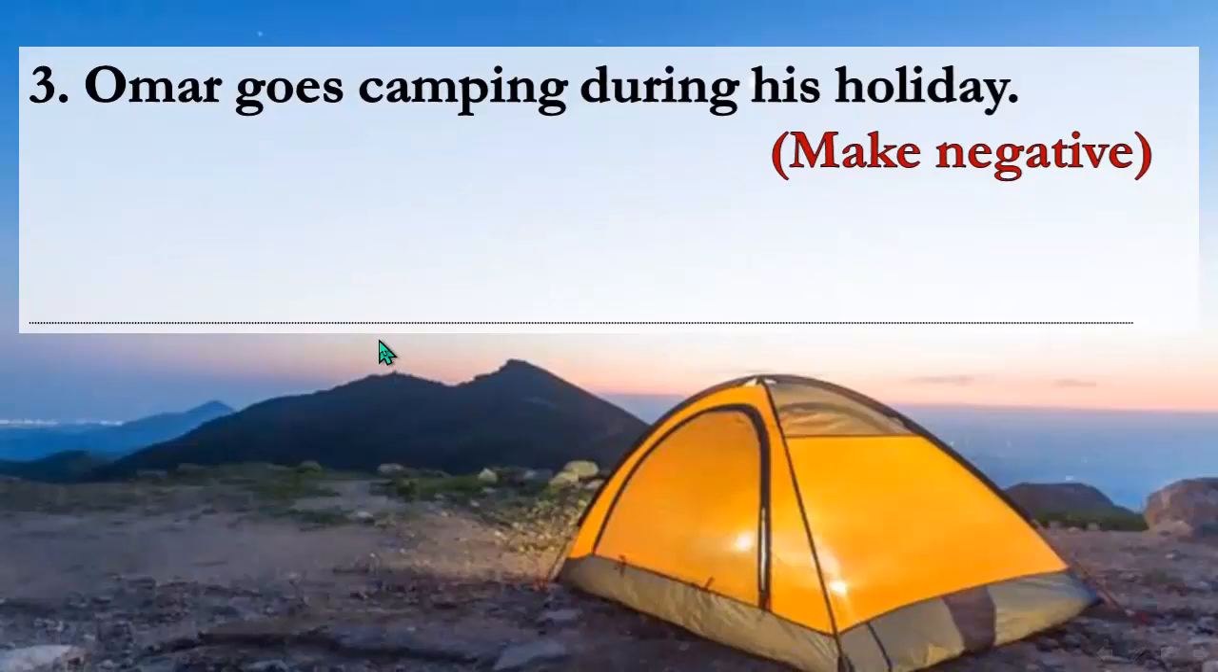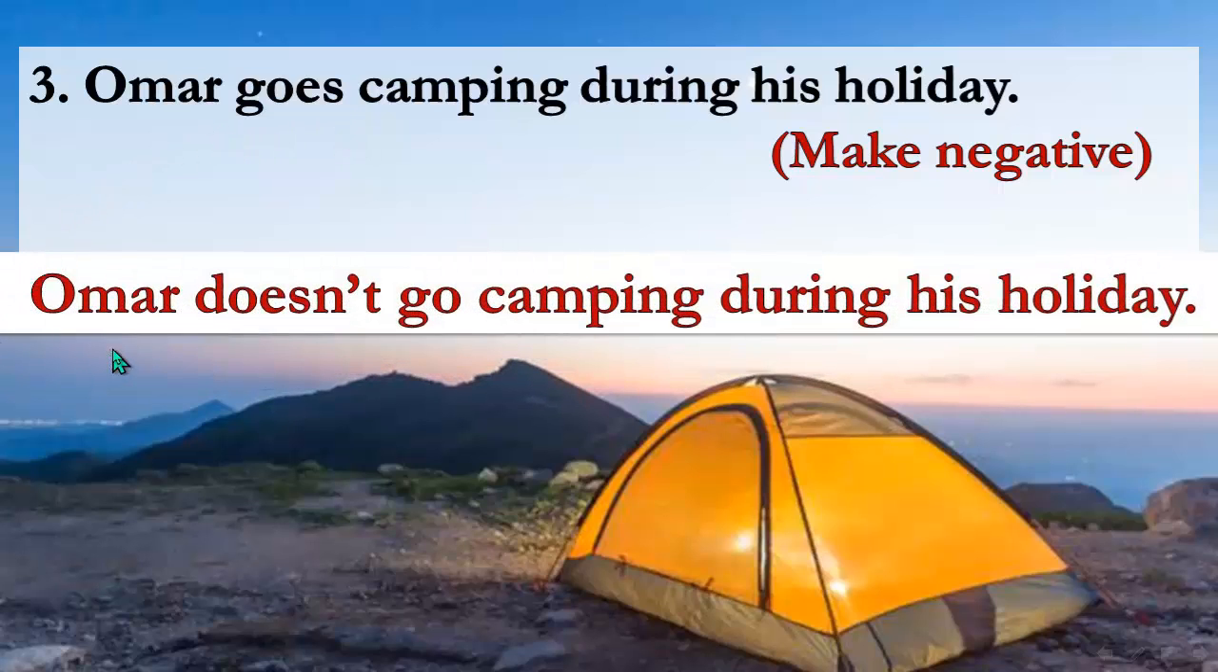Number 3, Omar goes camping during his holiday. Make negative. So how can we make a negative from a present simple sentence? We have to add do or does according to the subject. So if the subject is singular, put doesn't after it. If the subject is plural, put don't. And don't forget to delete s or es. Okay? So look at the answer. Omar doesn't go camping during his holiday. So what did we change here? As you see, we inserted doesn't after the subject, then we deleted es. Okay?